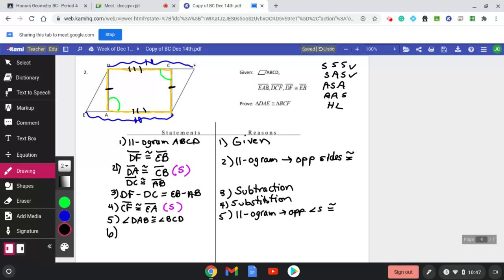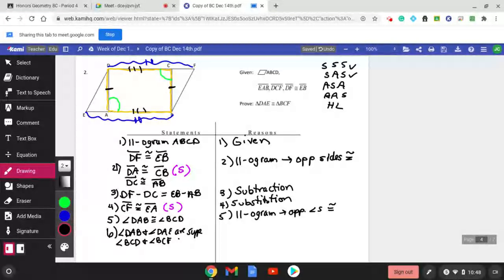So in step 6, I'm going to tell you that DAB and angle DAE are supplementary. And then right underneath, I'm going to tell you the other pair are supplementary. Angle BCD and angle BCF are supplementary.